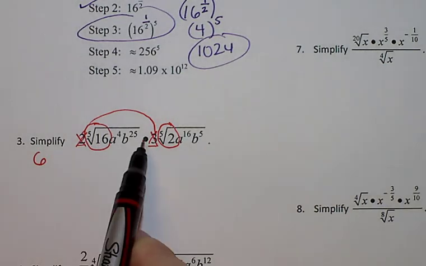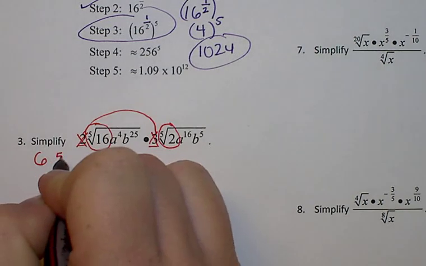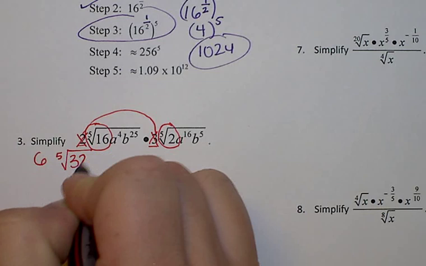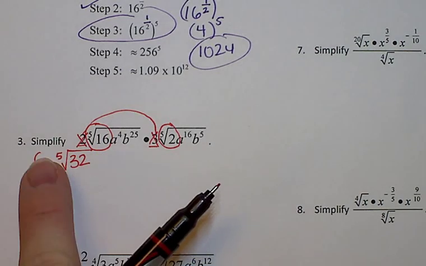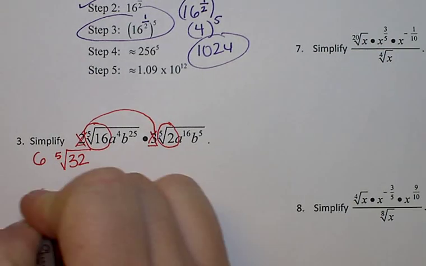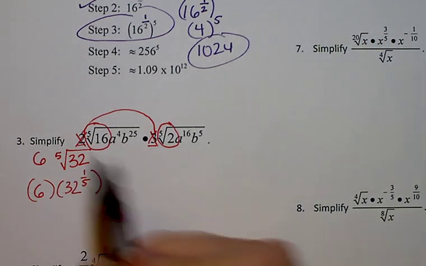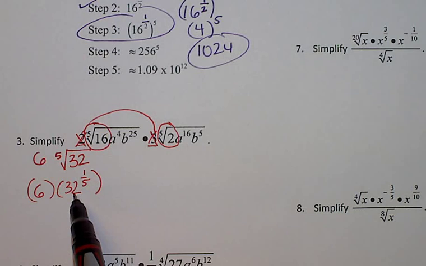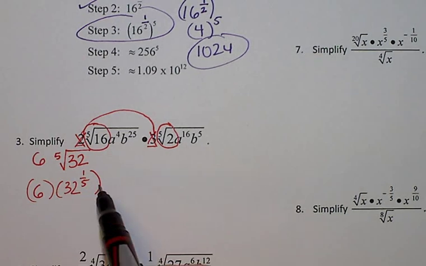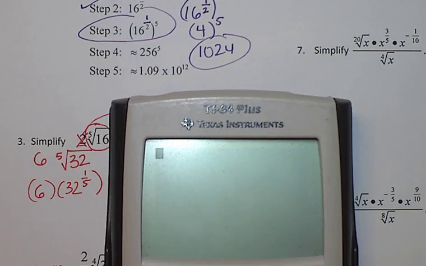16 times 2 is 32, and now I have to apply that nth root. What is 32 to the 5th root? Well, remember, another way to look at that is to write 32 to the 1/5. If you have that paper out for Monday, look in the 5th column and find 32. Once 32 is located, you'll see that 32 to the 1/5 is equal to 2. If you do not have that paper, another way to do that is to type in 32 and raise it to, in parentheses, 1/5. You still get the same answer of 2.